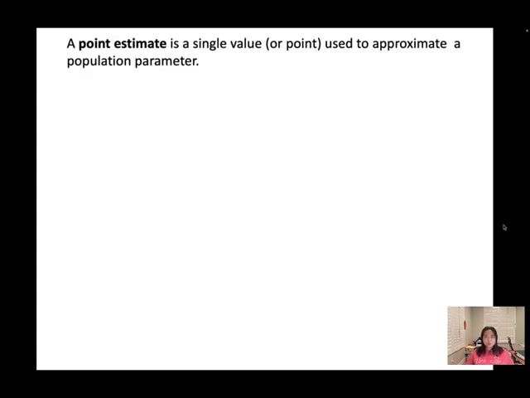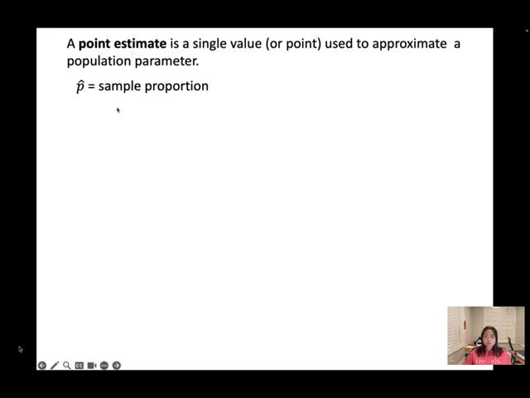So first, a point estimate. I need you guys to remember this definition. A point estimate is a single value used to approximate a population parameter. Okay, so you could think about it: we draw the sample from the population, and then we use the sample data to calculate the sample proportion. And we call this sample proportion the point estimate.